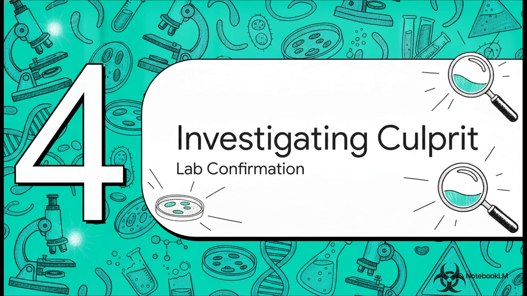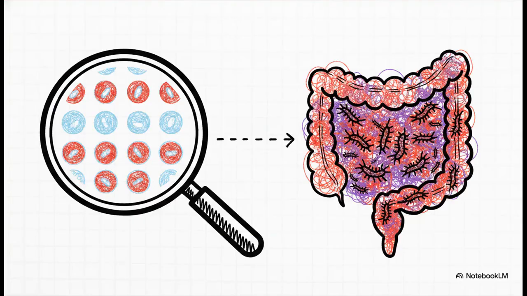Section 4. Investigating the culprit. Here's a really interesting clinical pearl. Despite having a crashing, critically ill patient, a basic CBC will often show a perfectly normal white blood cell count. Why? Because the bug isn't in the bloodstream causing a massive systemic infection. The chaos is entirely localized to the gut lumen and driven by that local toxin.